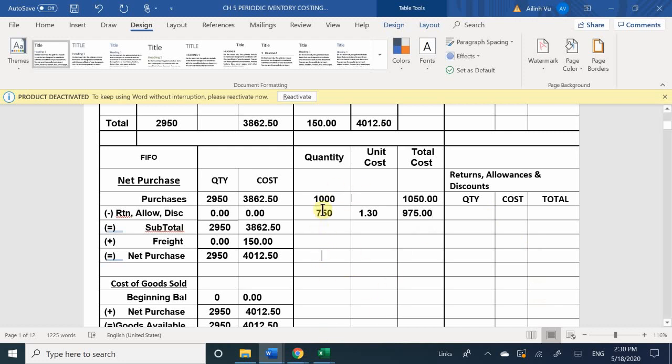So if we total these up, we get a total of 1,750 items, and the total cost is going to be $2,025. Hold up, too many people talking. What was it? 2,025. 2025 even, right?